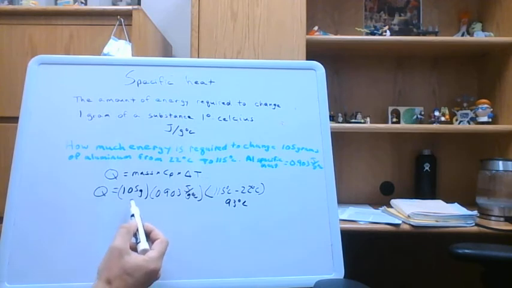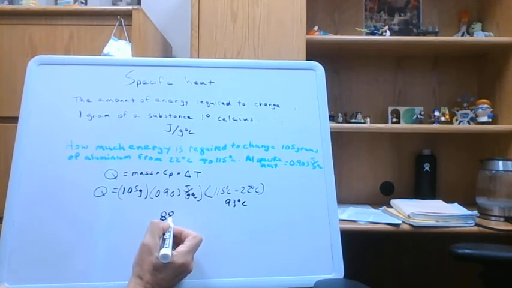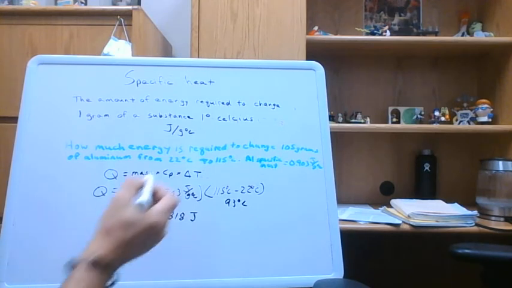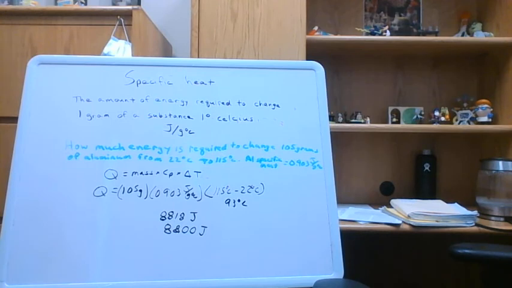So we're just going to multiply 105 times 0.903 times 93, and you should get an answer like 8818 joules. And if we're worried about significant figures, all we have here are two significant figures, so we could rewrite this as 8800 joules. So make sure you can do a specific heat type problem.